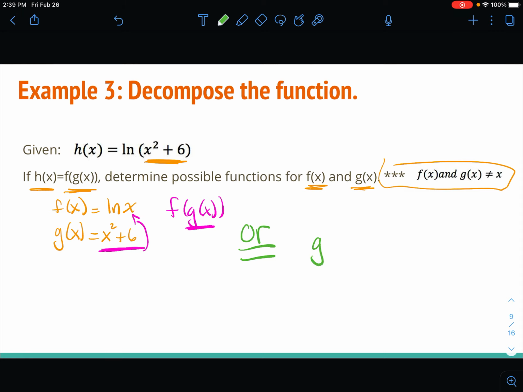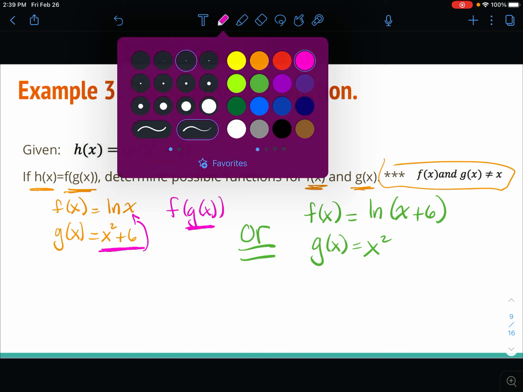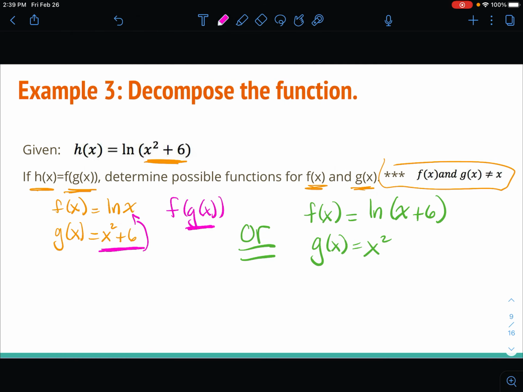So what if we said the input was x squared? Okay, so I said it can't be x, but it can be x squared, it can be natural log of x, that's fine. So what would the outer function be? So this is the inner function. The outer function would have to be the natural log of the input plus 6. And so again, what is this telling me? This is saying if it's f of g of x, this is the input. We're putting it in place of the input in f of x.